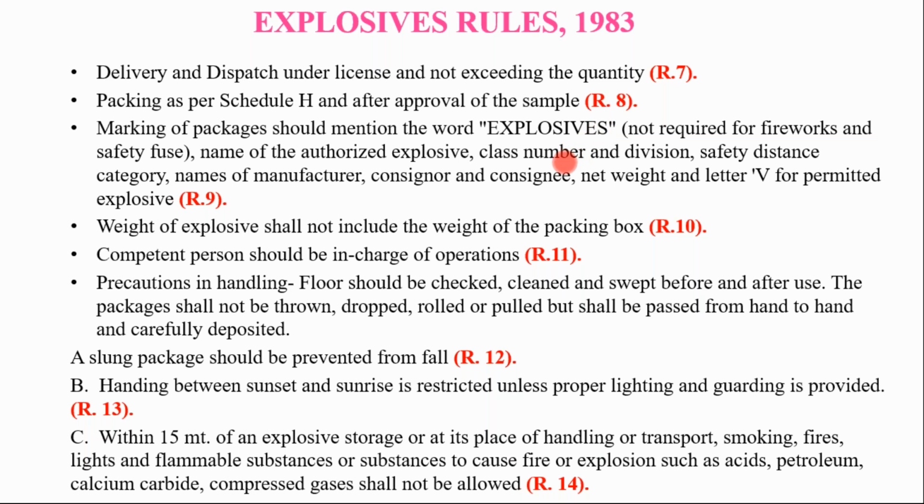Name of the authorized explosive, class number, division, safety distance category, names of manufacturer, consigner, consignee, net weight, and the letter V for permitted explosive. All these things should be mentioned on the packing labels. Then rule number 10 guides you regarding the weight of explosive, which shall not include the weight of the packing box. So without the packing box, the weight of that explosive should be mentioned. Then rule number 11 is related to the competent person who should be in charge of those operations. So competent person means the expert person in that particular field.